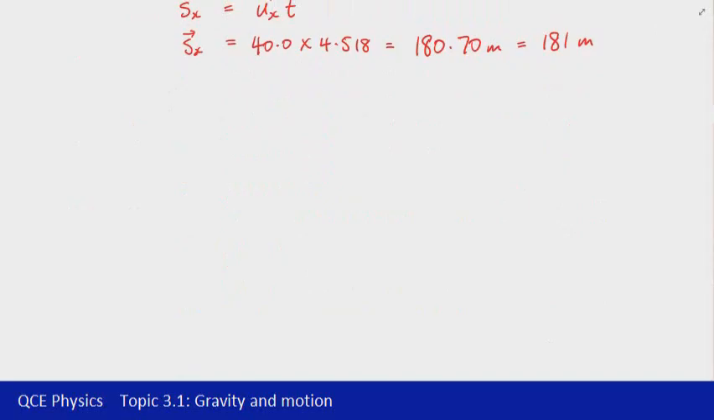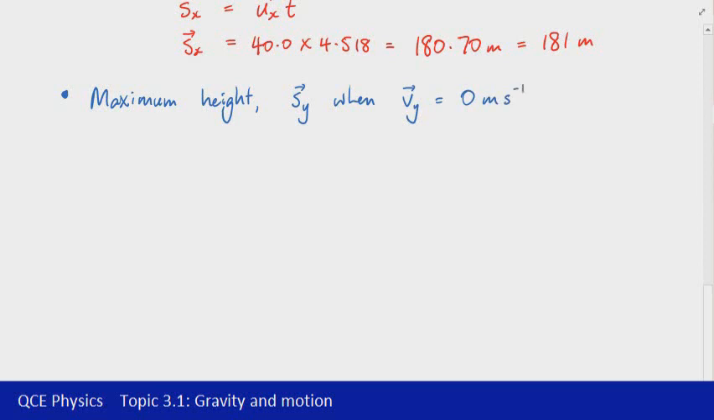The next special case that we're going to look at then deals with maximum height. And when we're looking at maximum height, what we're really saying is that we're trying to find Sy when the vertical velocity is 0 meters per second.